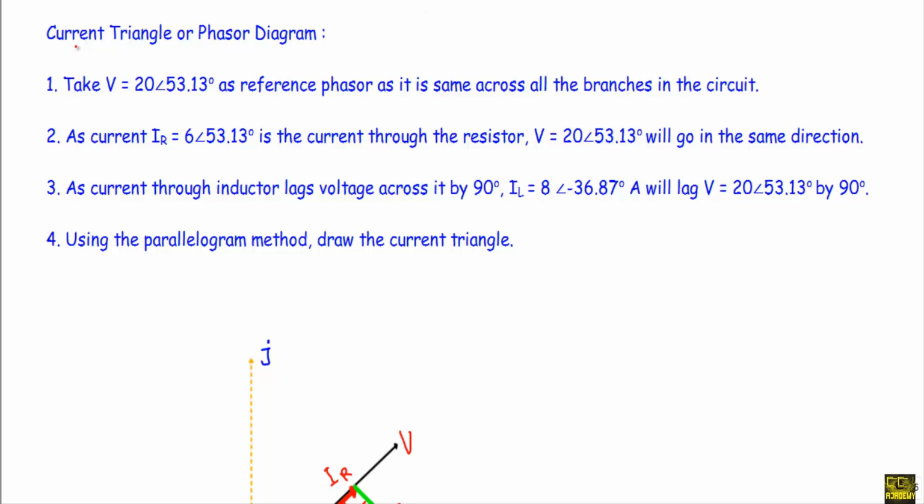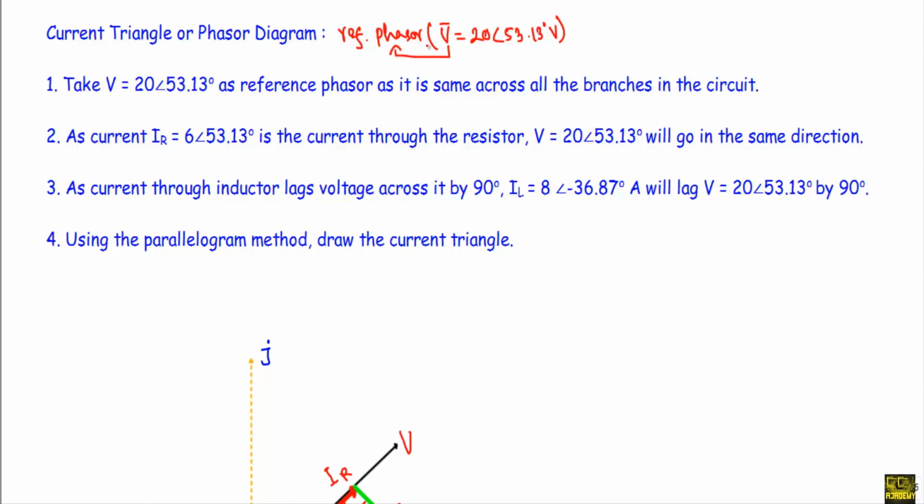Now I will show you how to draw the current triangle or phasor diagram of this RL parallel circuit. At first we have to take a reference phasor. Usually we take that parameter as a reference phasor which remains same throughout the circuit. In the circuit, the voltage V equal to 20 phase angle 53.13 degree volt remains same across the resistance R and inductance L. So reference phasor will be our voltage phasor.